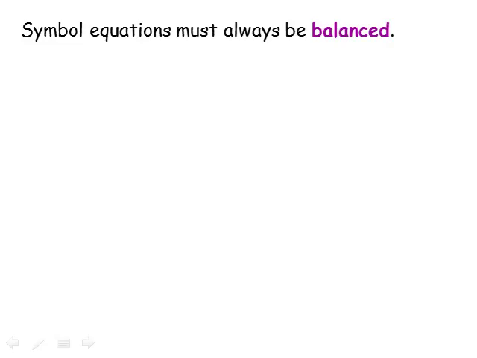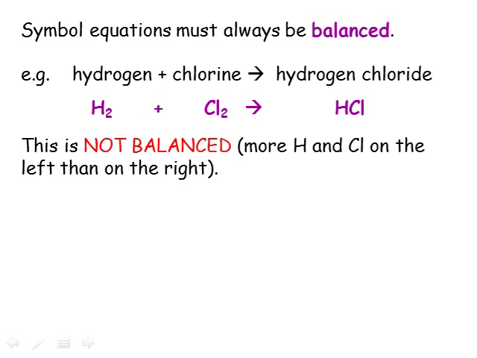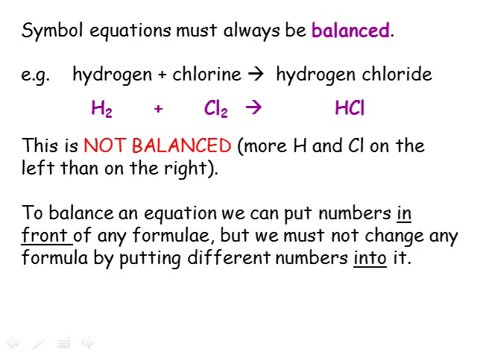Here's the word equation for the reaction between hydrogen and chlorine. They react together to make hydrogen chloride. Here is the symbol equation written out using the correct chemical formulae for hydrogen, for chlorine and for hydrogen chloride, but there is a problem. The equation isn't balanced. There are 2 hydrogen atoms on the left, but only 1 on the right, and the same is true for the chlorine atoms. 1 hydrogen molecule does not react with 1 chlorine molecule to make 1 hydrogen chloride molecule.